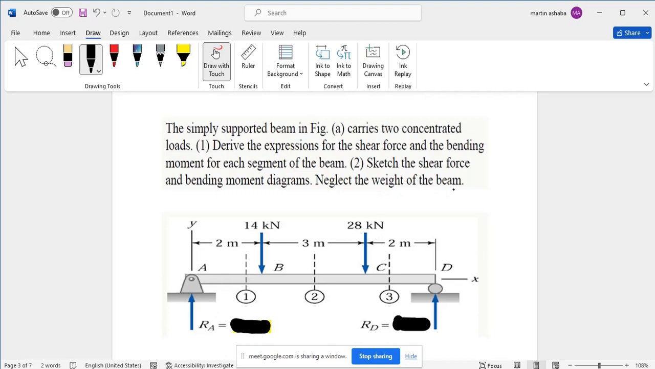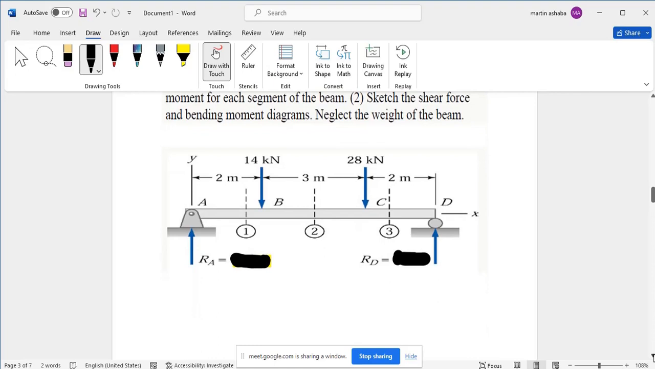In a real sense, what we deal with in the practical world, the weight of the beam is always big. So we cannot neglect it, especially when we are dealing with the real or practical problems in the real world. But here, for purposes of academics, we are going to neglect the weight of the beam. So let's move.